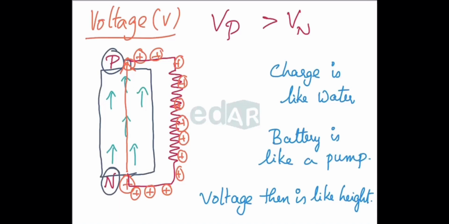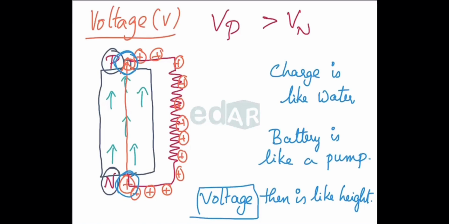The more work needs to be done in order to pull this water from the ground level to the top level. That means in this case, the more work needs to be done to pull the positive charge from the negative terminal to the positive terminal. And that work that is required to pull the charge is what we call voltage. So I hope you understood what voltage is.